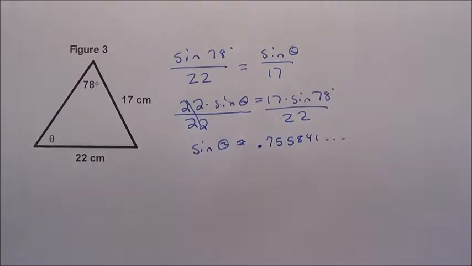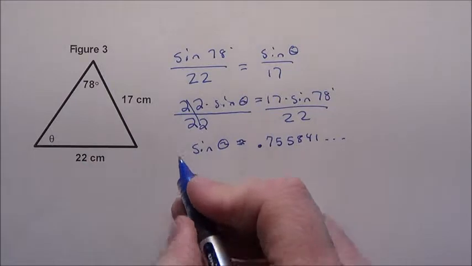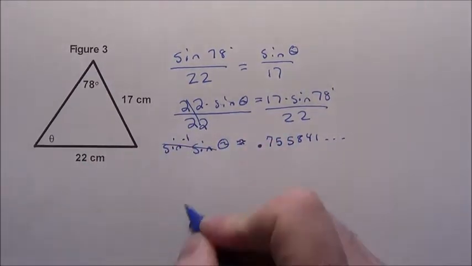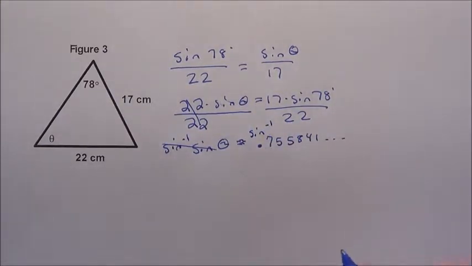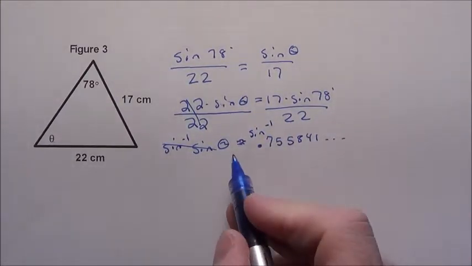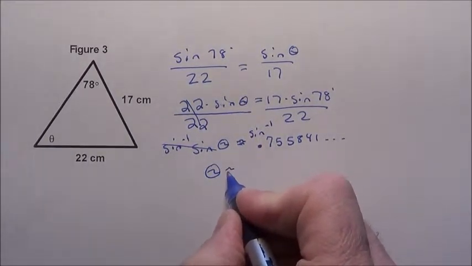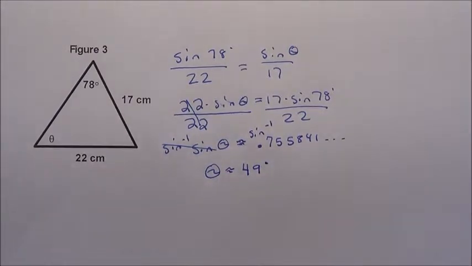Now, how do you get theta by itself? You have to get rid of the word sine. To get rid of the word sine, we take the inverse sine and away she goes. But whatever you do on the left side, you have to do on the other side to keep that equation balanced. So I'm going to take the inverse sine of all this. When I did that, I got theta is approximately 49 degrees. It's like 48.99 something, I don't know.